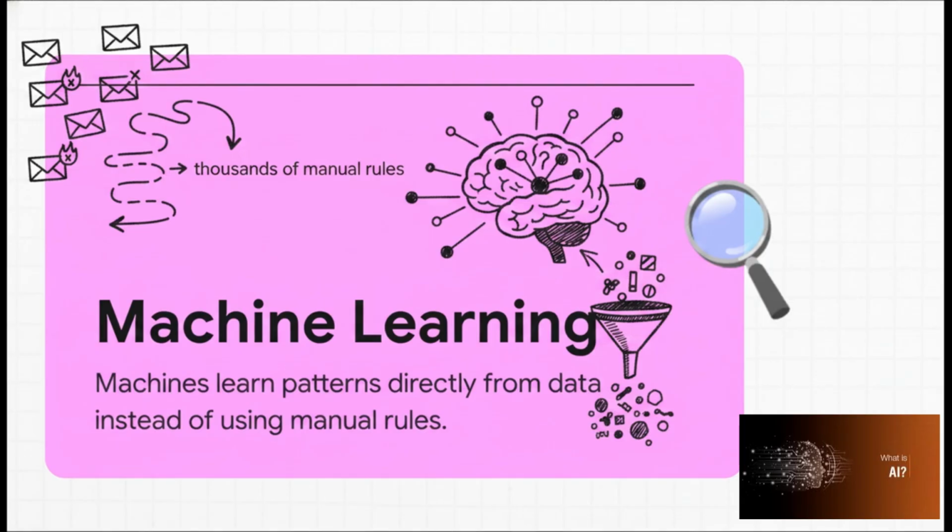It is exhausting and honestly super inefficient. Machine learning just throws out the rulebook. Instead, it learns patterns directly from the data. You feed the machine thousands of examples of what spam looks like, and it figures out the underlying patterns totally on its own. It's a massive shift from manual programming to autonomous pattern finding.